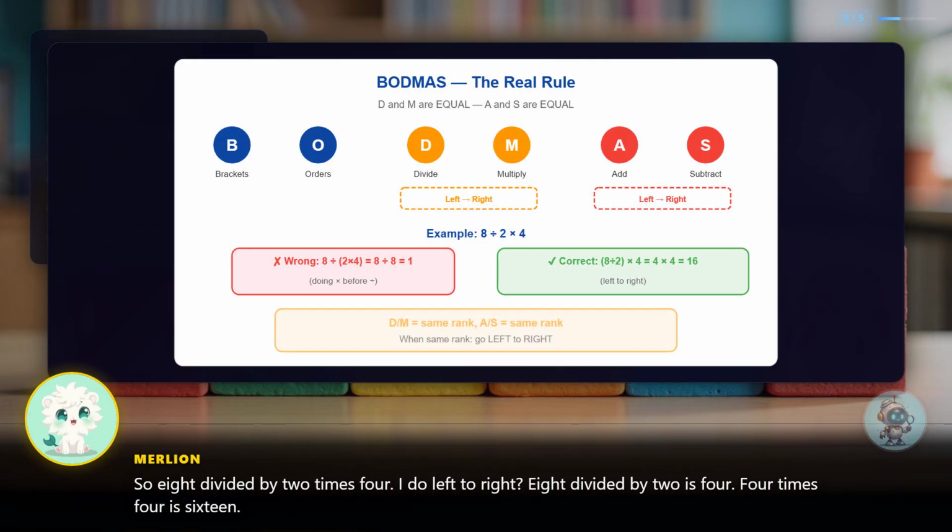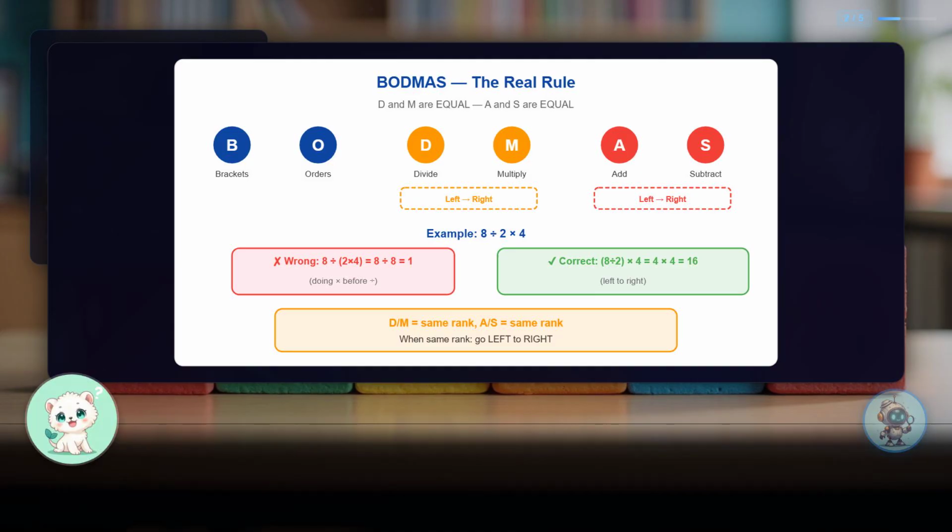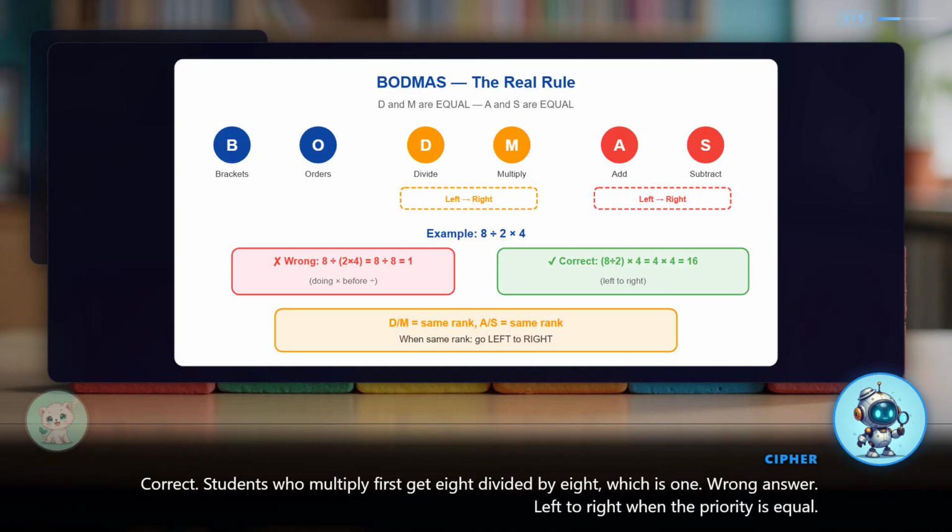So 8 divided by 2 times 4. I do left to right. 8 divided by 2 is 4. 4 times 4 is 16. Correct. Students who multiply first get 8 divided by 8, which is 1. Wrong answer. Left to right when the priority is equal.